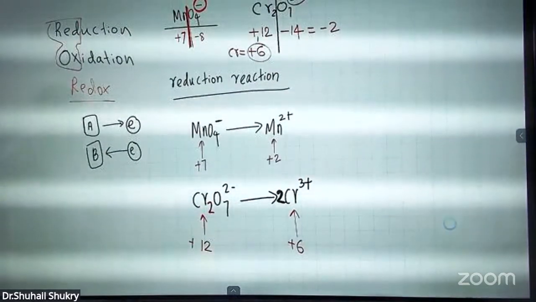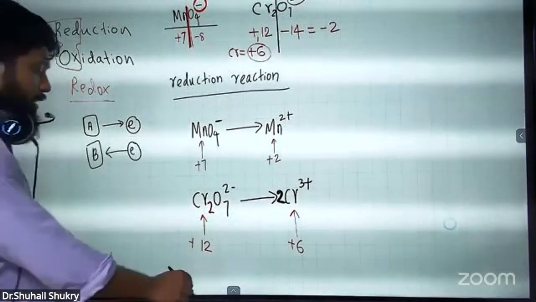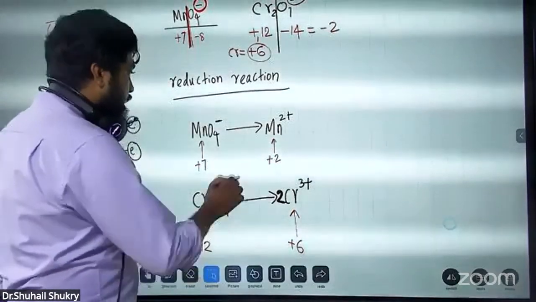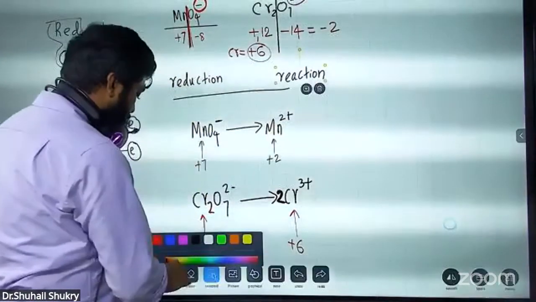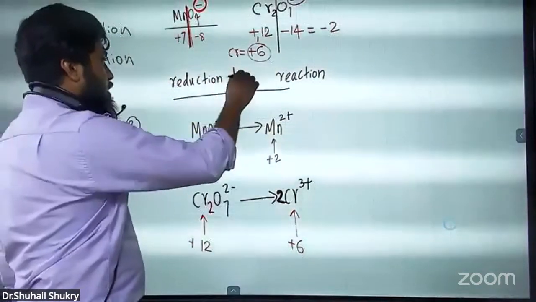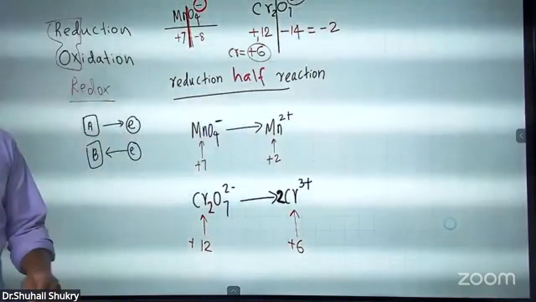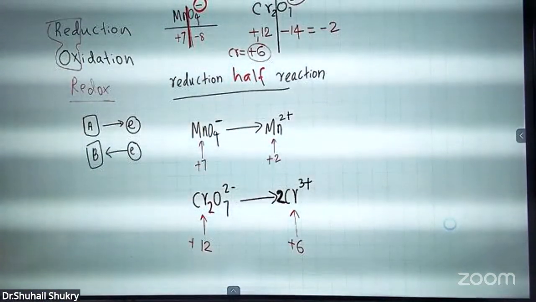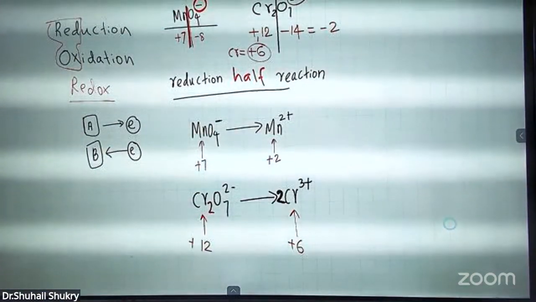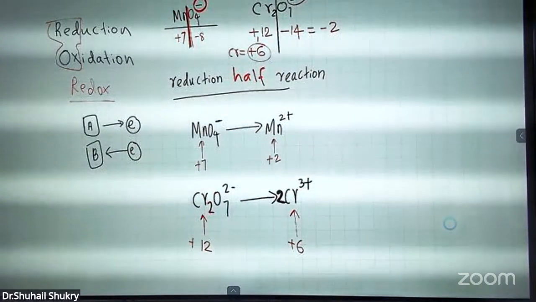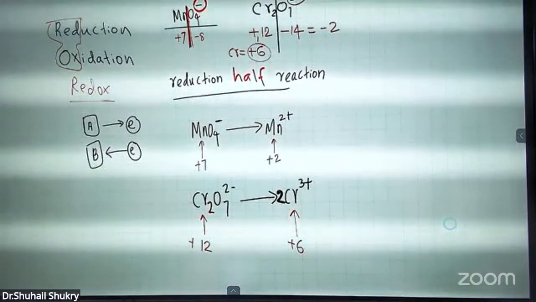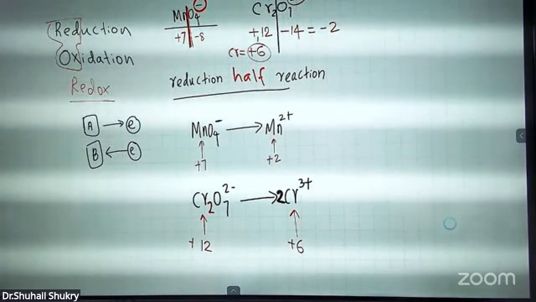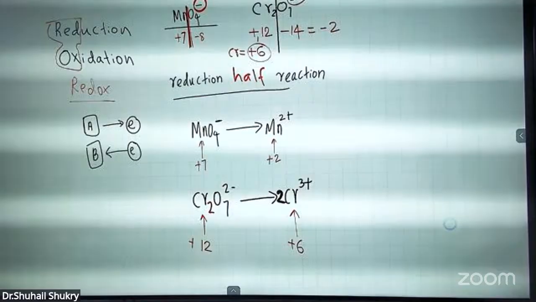This is the reduction half reaction. Write this. Whereas Cr3 plus means 3 plus, therefore their oxidation number is plus 3. 2 Cr3 plus means there are 2 times plus 3, then plus 6.